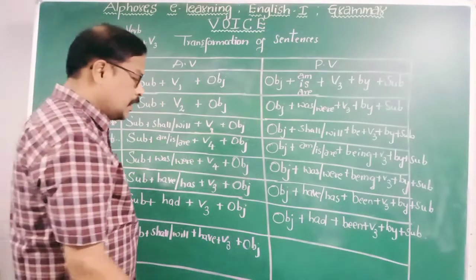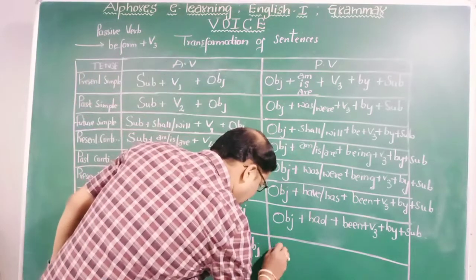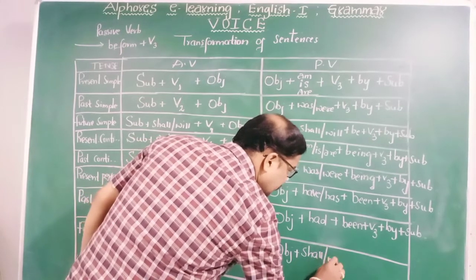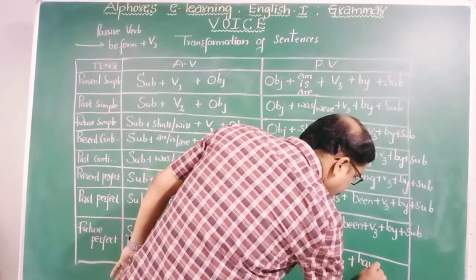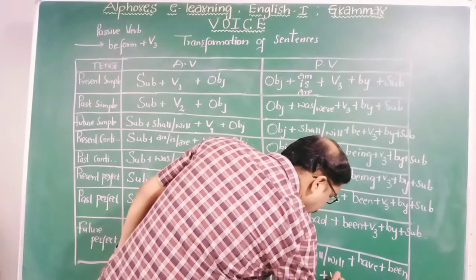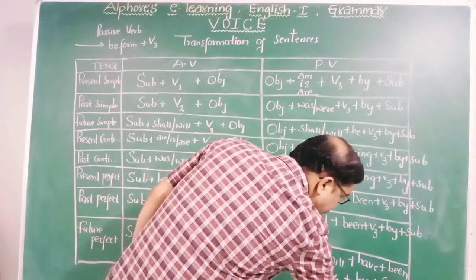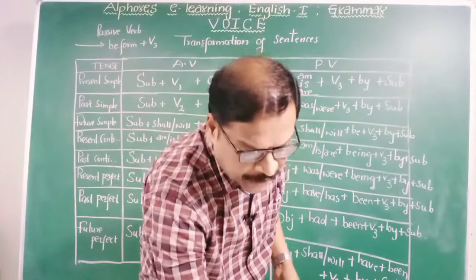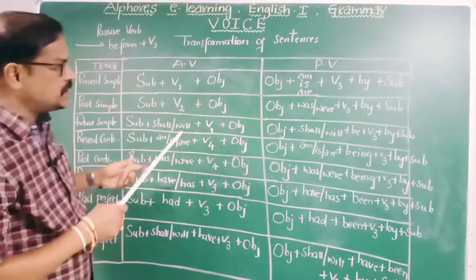Okay, and the passive form of it is object plus shall or will plus have plus been plus V3 plus by plus subject of active voice. Subject of active voice becomes the object of passive voice. Just this is the structure.